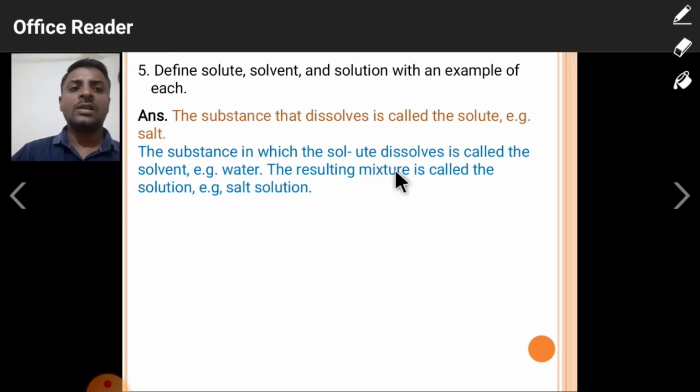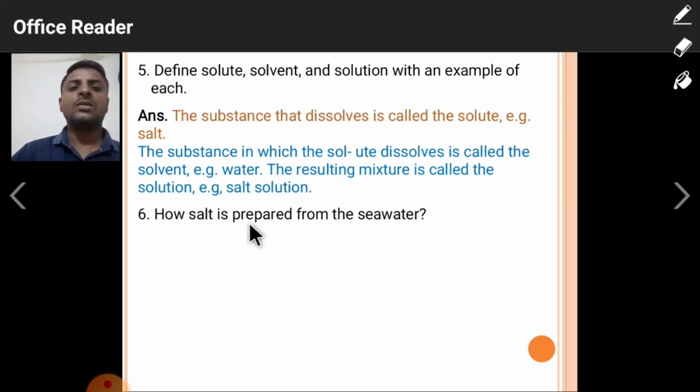The resulting mixture is called the solution. For example, salt solution. If we are adding sugar in water, sugar is the solute, the solvent is water, and the result is sugar solution.